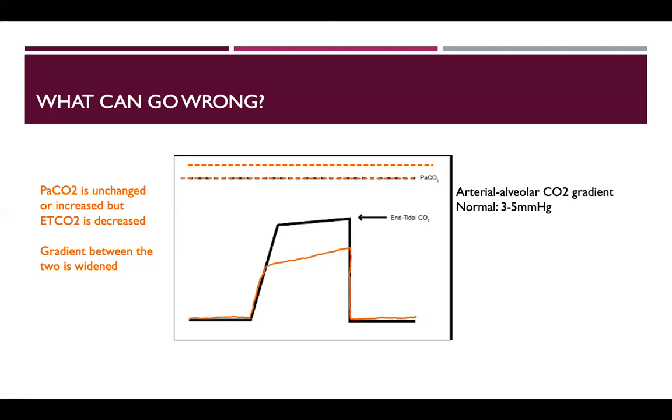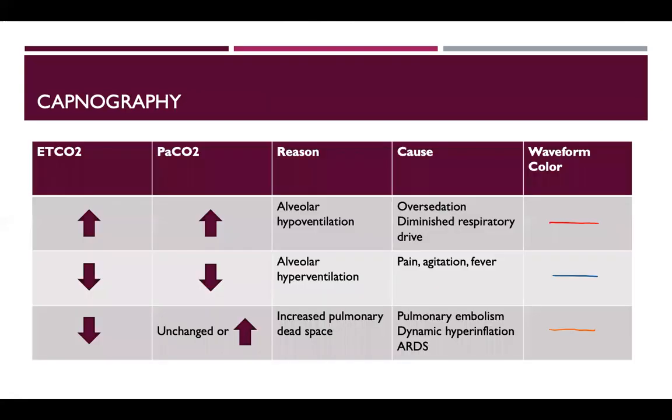Another thing that can go wrong though is when that gradient increases. For example, if your end tidal decreases, but your PaCO2 is elevated or stays the same. So the space in between the two is now larger than normal. This usually happens if you have pulmonary dead space. For example, the CO2 in the blood is unchanged, but it's not effectively making it outside of the patient's lungs because there's a PE or something else going on that's affecting how much the lungs can effectively clear out CO2.